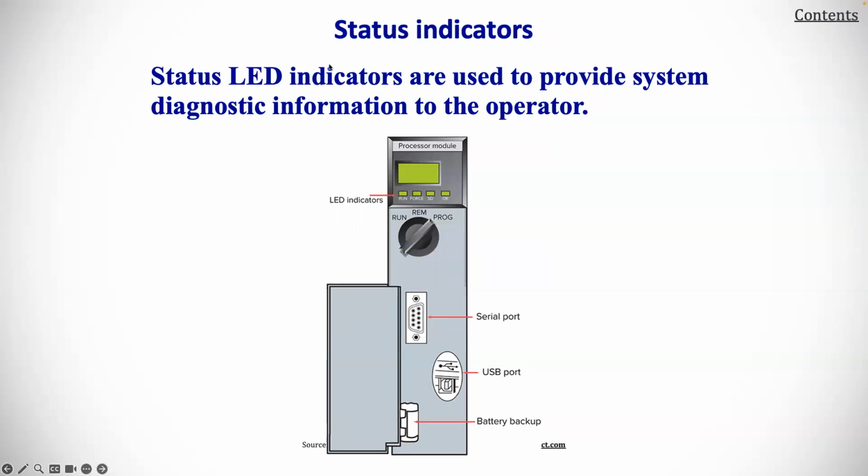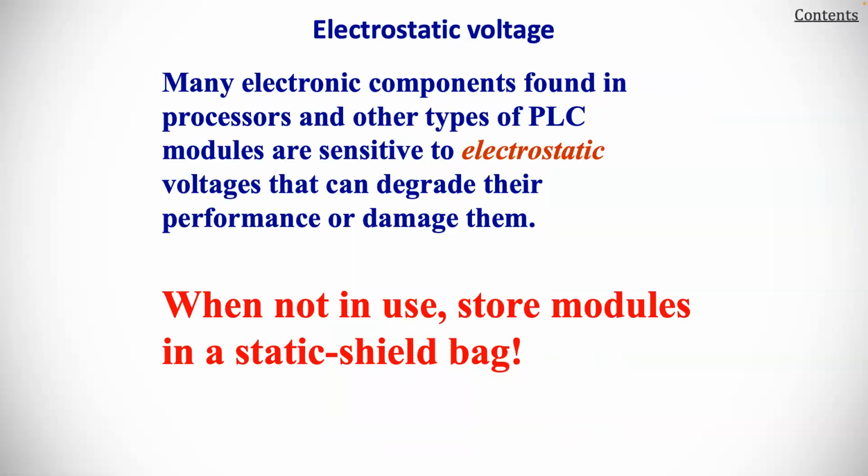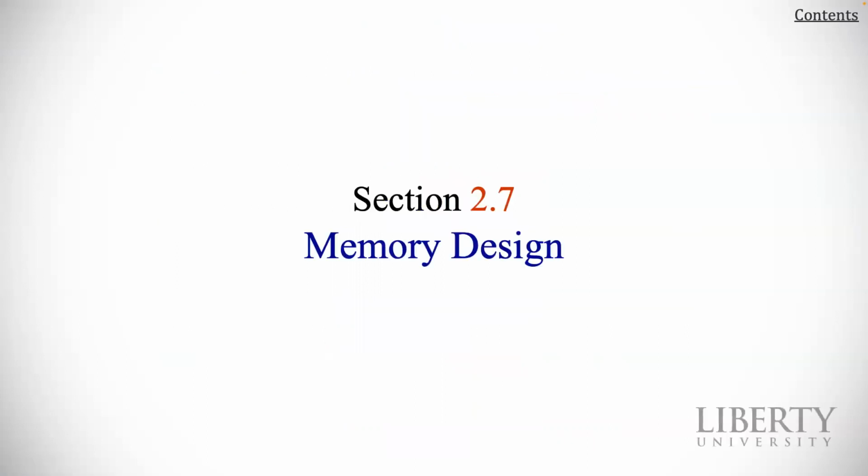You can have various status indicators that are used to provide system diagnostic information so you can quickly get things running. Many electronic components found in processors and other types of PLCs are sensitive to electrostatic voltages. So this is something you need to be careful with in how you handle your electronics.